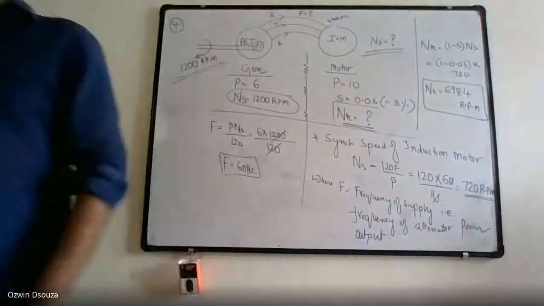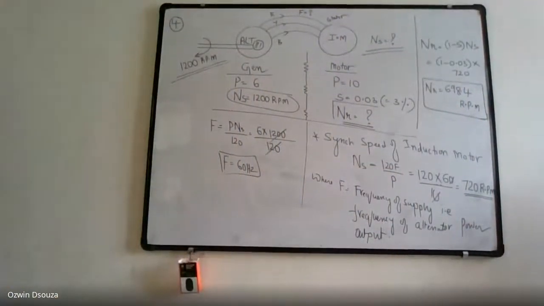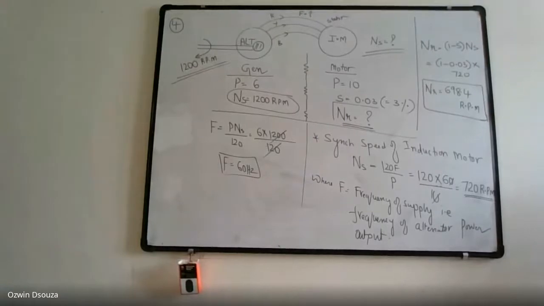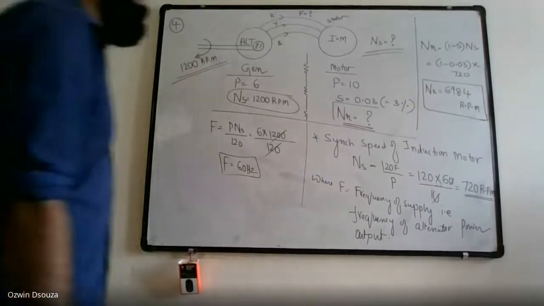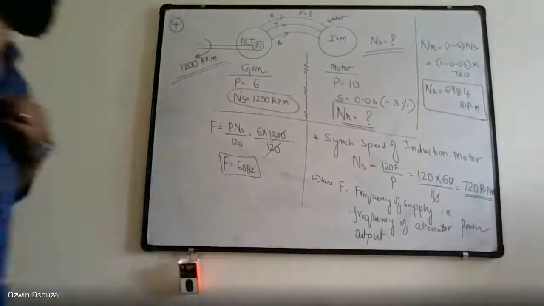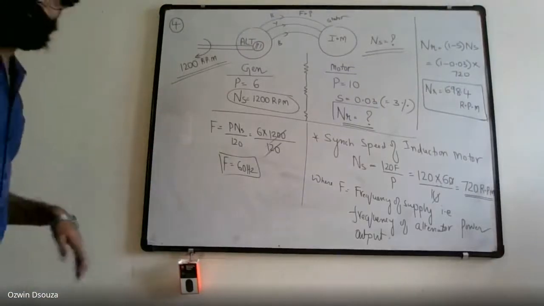NR is equal to 698.4 RPM. So that is the solution. So this is a very important problem.